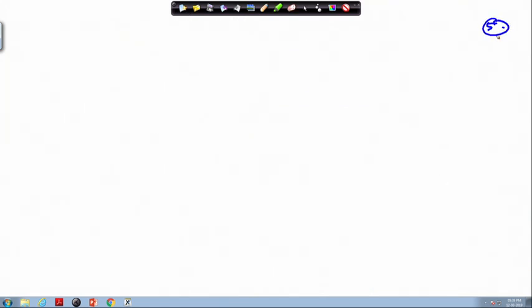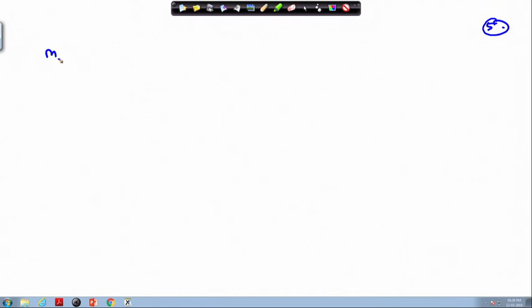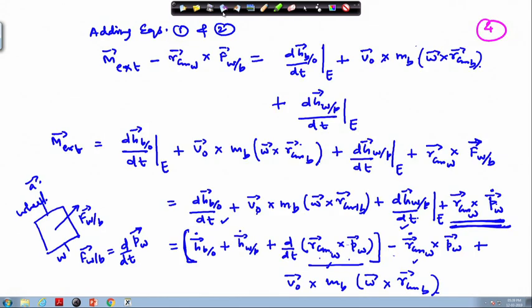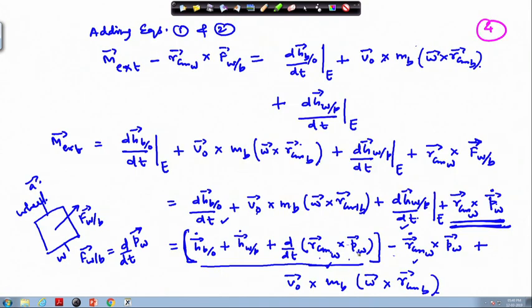Okay, now we reorganize the whole thing. Then the M external, we can write this term here, this d/dt is there, so we are going to write this as d/dt of H_b about point O plus H_W about point P and plus this part, R_CM_W, which is nothing but B, we have used the notation, times P_W.